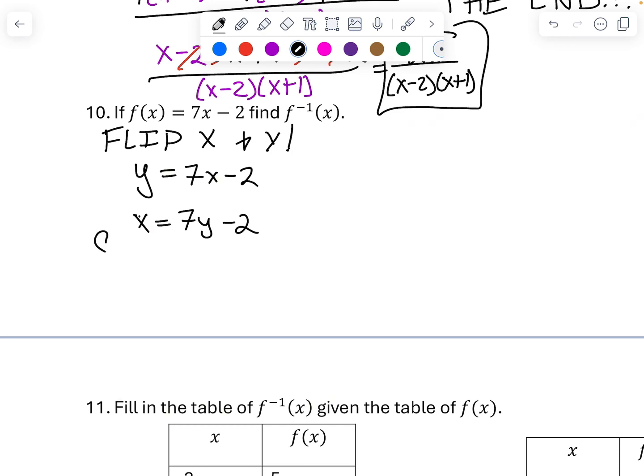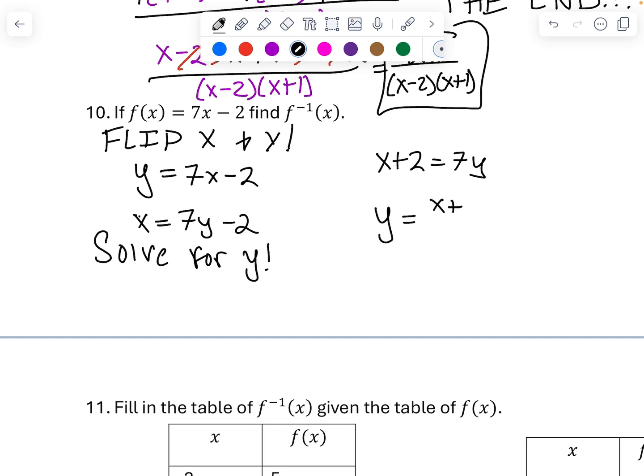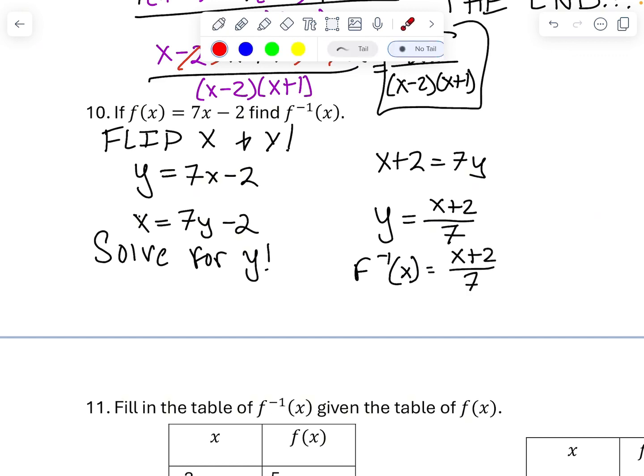And then from there, I solve for y. So I'm going to add 2 to both sides. So I have x plus 2 is equal to 7y. Divided by 7, I have y is equal to x plus 2 divided by 7. So my f inverse of x is equal to x plus 2 divided by 7. So the main thing about inverses, if you want partial credit, hint, hint, wink, wink, flip x and y. Because that is the most important step about inverses, is flipping the x and the y.